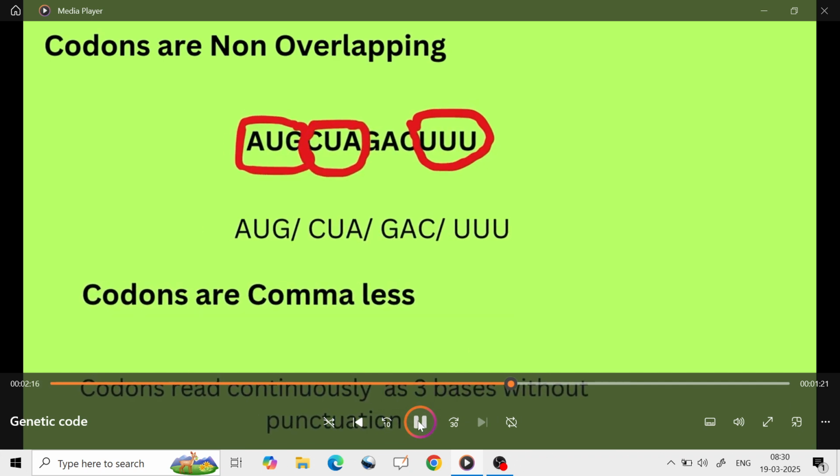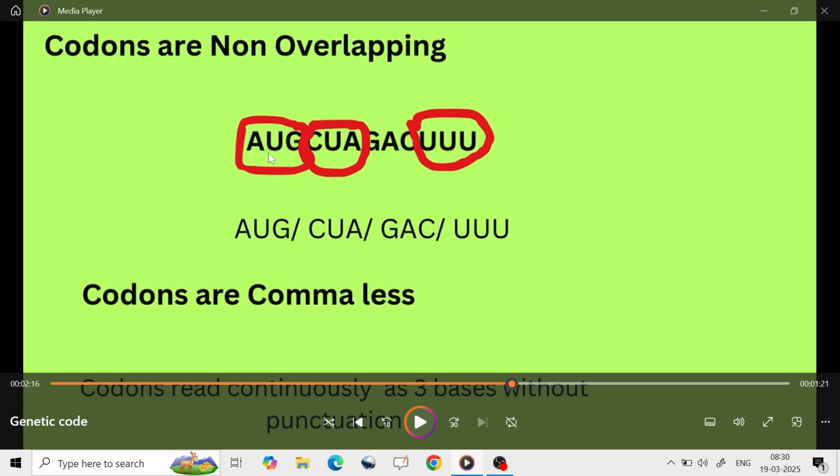Now let's see the important properties of the genetic code. These are non-overlapping codons. Here you can see AUG, CUA. The genetic code is written continuously, but it is not overlapping. AUG codes for one amino acid, and CUA codes for one amino acid. You already know UUU codes for phenylalanine. AUG is the start codon for both eukaryotes and prokaryotes. Here there are no overlapping sections, and there is a bar in the middle coding for a particular amino acid.